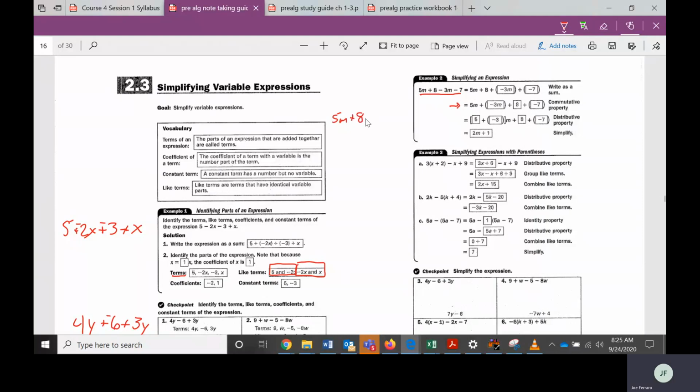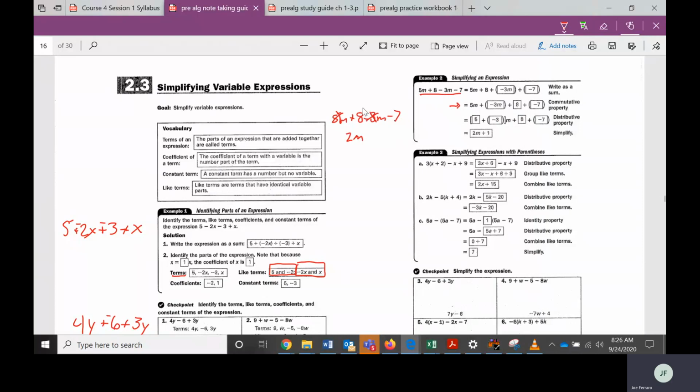So right from the beginning, we have this. You could just look at this and say, okay, this has an m, this has an m. This is 5m, this is negative 3m. If I put those together, 5 and negative 3 is 2m. And then if you wanted to, you could even cross that out. Then your constant terms are 8 and a minus 7. So 8 and a negative 7 just adds up to be 1.